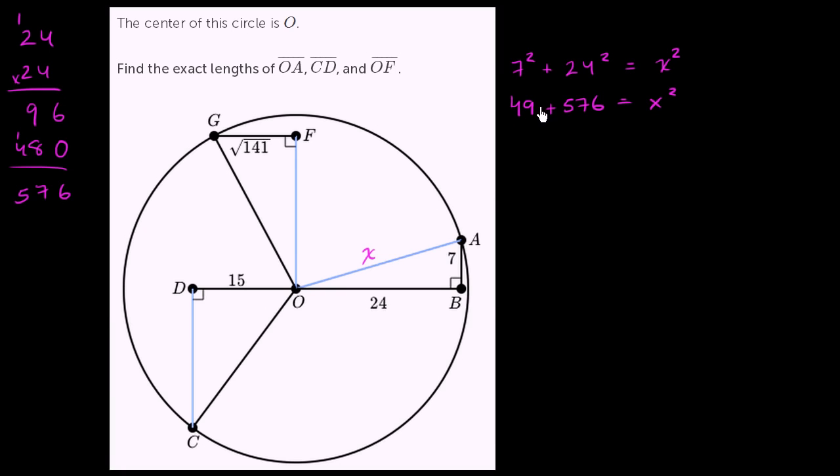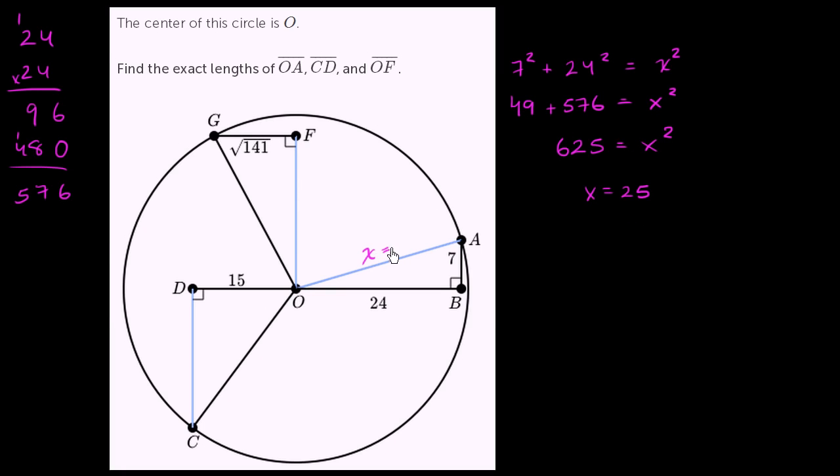Let's think about what this is going to be. This is the same thing as 50 plus 575. I just took one away from this and added one here. So 50 plus 575 is 625. So 625 is equal to x squared. And you might recognize that 25 times 25 is 625. So x is equal to 25. And if you don't believe me, you can multiply that out on your own.